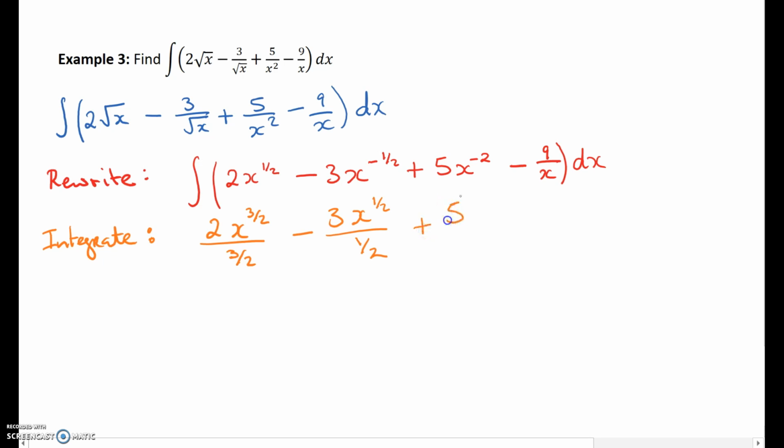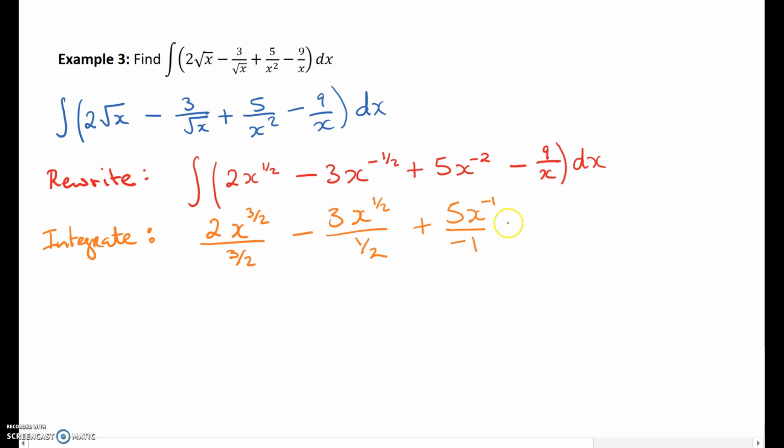Plus 5, increase the power by 1, will be x to the minus 1. Now be careful with that, you're increasing the power. It was negative 2. Negative 2 plus 1 is minus 1. Divide by the new power. And then minus 9 over x. Remember, that's the case that has a special rule for it, over x.